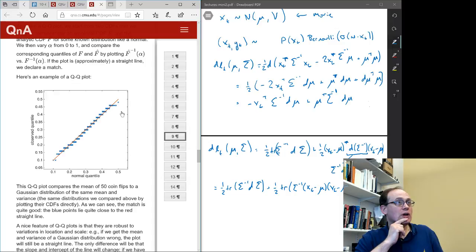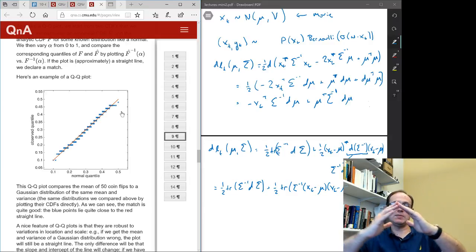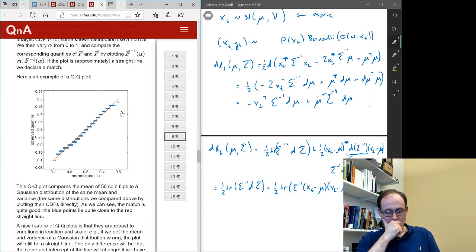All right, so one nice feature of QQ plots is that they are robust to differences in location and scale. Location means taking your probability density and shifting it left or right, and scale means taking your probability density and stretching it to make it wider or narrower. And so location will change the intercept of a QQ plot. So if you make a QQ plot between a normal of mean 0 and a normal of mean 1, that will just have an intercept that is not equal to the origin.